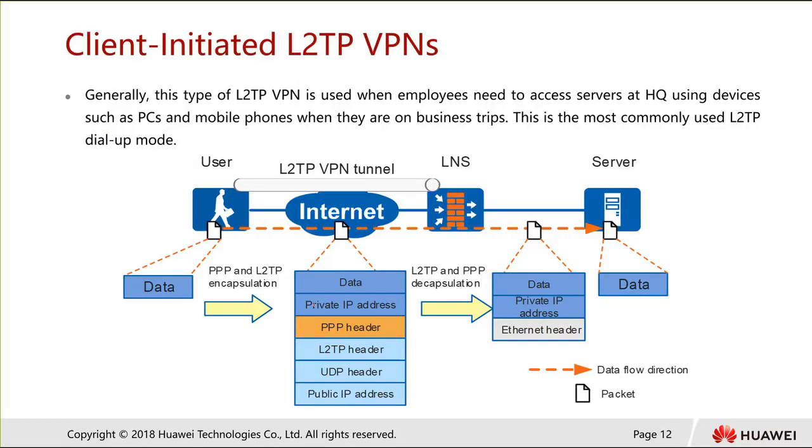All right. So let's look at the client-initiated L2TP VPN. This is the one that we use the most. Generally, this type of L2TP VPN is used when employees need to access the server at the HQ using devices such as PCs, mobile phones, or maybe laptops, or iPads, when they are on a business trip, or out of the office, or maybe even at home.